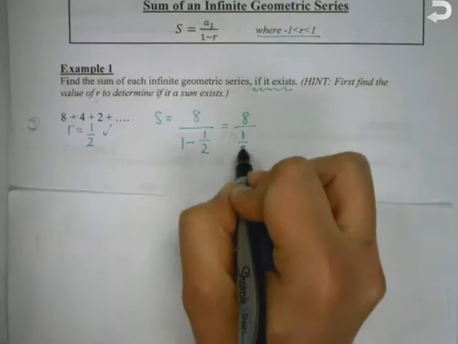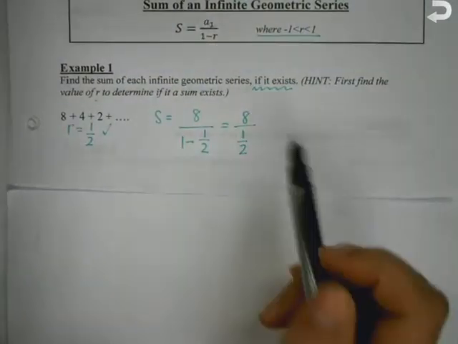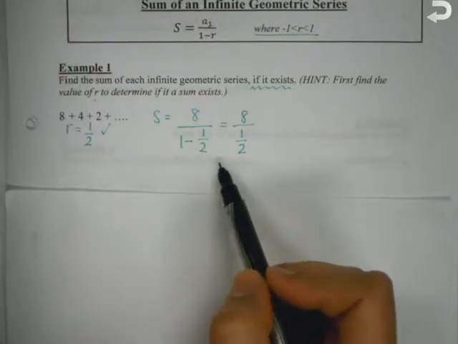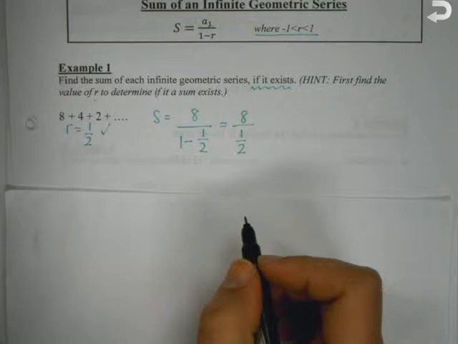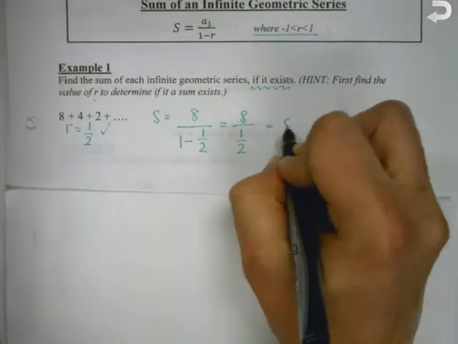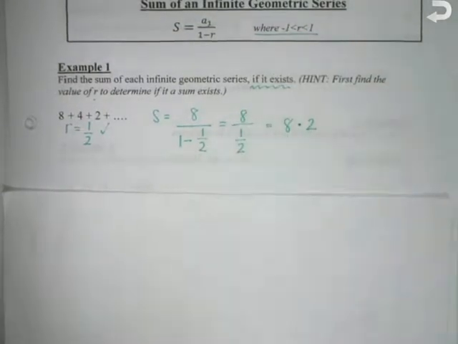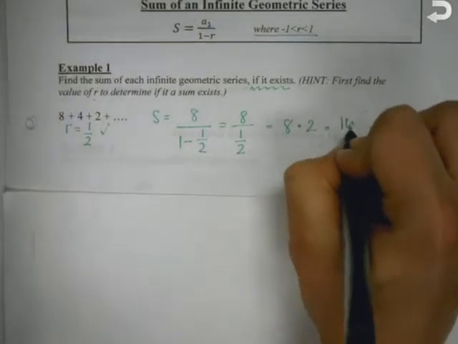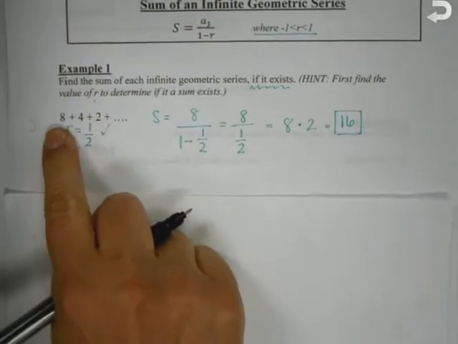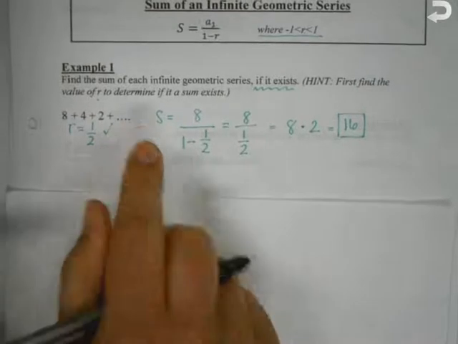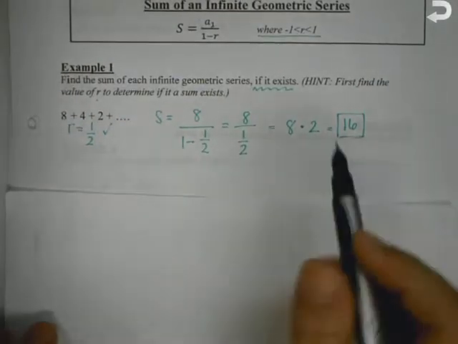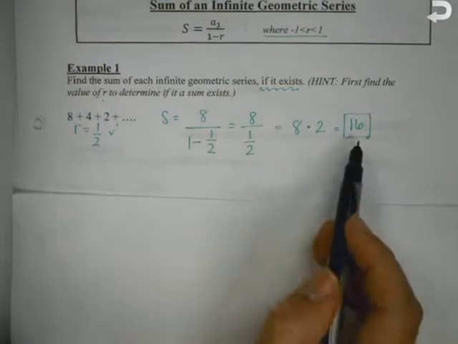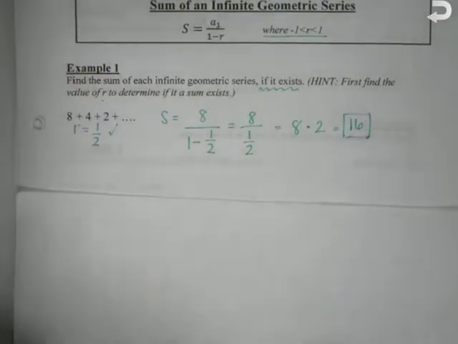Okay, now this is a number divided by a fraction. So if I am dividing by a fraction, is the same as multiplying by the what? Reciprocal. So is everybody okay that this is the same as 8 times 2? Okay. What's 8 times 2? 16. That's my sum. So even though this is going to infinity, if we were able to go all the way to infinity, it would all eventually add up to 16. So we can see that it's getting closer and closer and closer to the number 16. Okay? Not too bad?